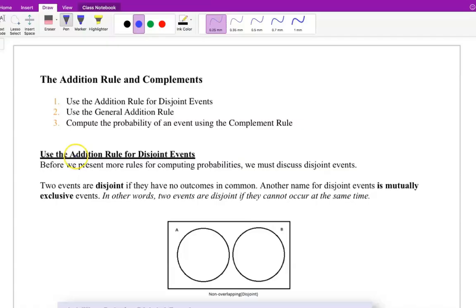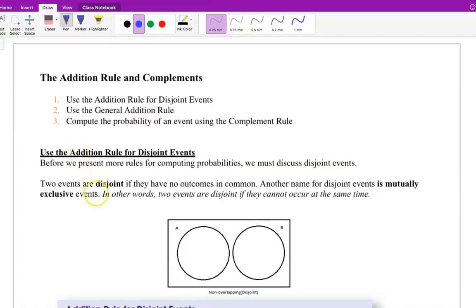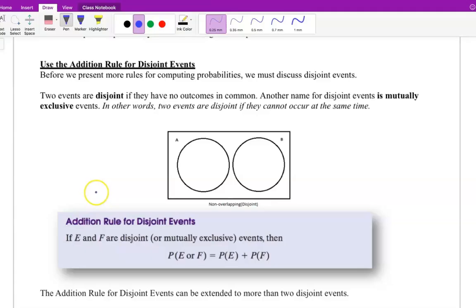Okay, here is the addition rule and complements. We're going to use the addition rule for disjoint events. What that means is when we have nothing in common between these two events, we call them disjoint events. So two events are disjoint if they have no outcomes in common. Another name for a disjoint event is mutually exclusive. In other words, two events are disjoint if they cannot occur at the same time.